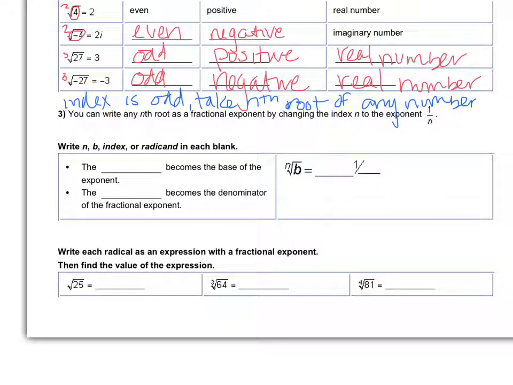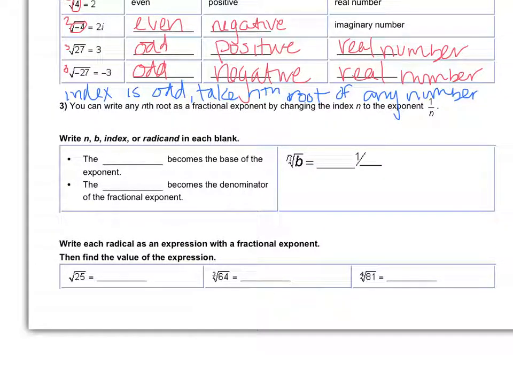So something else that's really neat is that whenever I have radicals, I can actually write those as exponents in fraction form. What happens is that my radicand becomes the base of the exponent, and the index becomes the denominator of the fractional exponent. So they don't do a good job of writing it over here, so I'm going to rewrite this: the nth root of b is the same thing as saying b with an exponent of 1 over n.